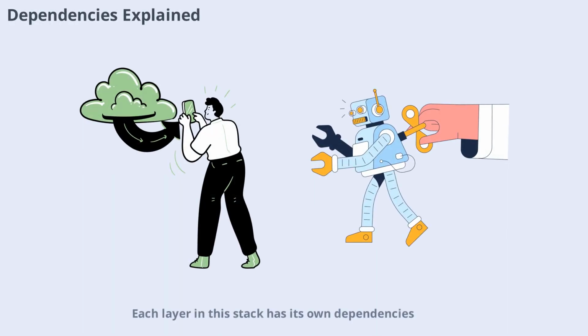Each layer in this stack has its own dependencies. Spring Data JPA depends on JPA, but not necessarily on Hibernate. JPA can be used without Spring Data JPA or Hibernate, as long as another provider is available. Hibernate can function without Spring Data JPA, but it implements JPA. And of course, the database can be accessed directly, bypassing all these layers if needed. This flexibility is one of the strengths of the Java persistence ecosystem.